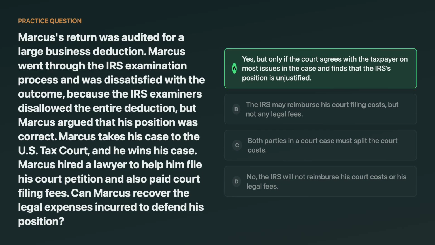The best answer is yes, but only if the requirements are met, meaning he's the prevailing party and the IRS position wasn't substantially justified, plus other statutory limits. That's why the only if the court agrees on most issues and finds the IRS unjustified option is the closest match. A tempting wrong answer is that only filing fees might be reimbursed, but litigation costs can include attorney's fees when you qualify.